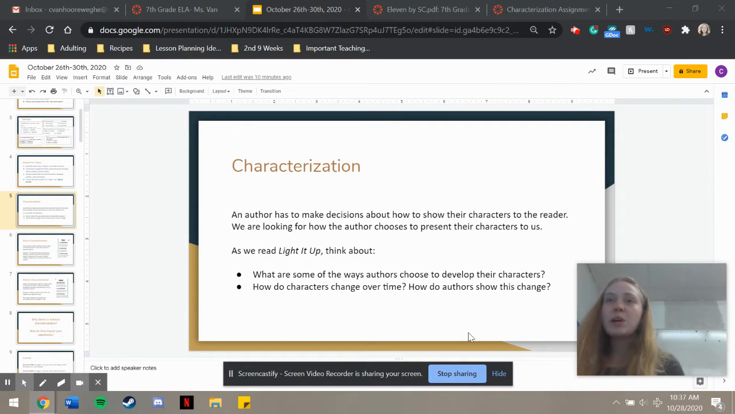For today's assignment, we are going to be talking about something called characterization. Characterization is when an author makes a choice about how they describe their characters and their story to us, the readers.